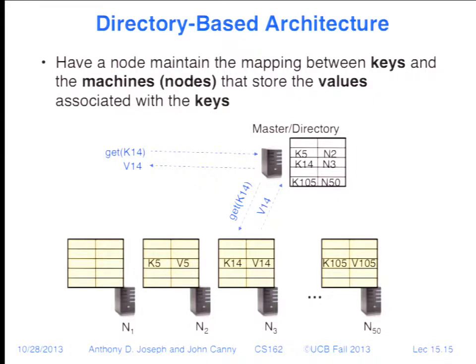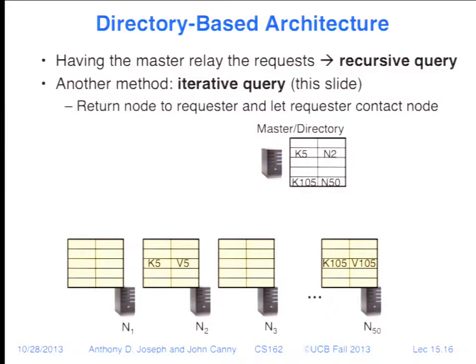So in this version of the key value store, the client never actually figured out where the data was stored. Everything was forwarded through the master. That's called a recursive query, and there are obviously some scalability difficulties with that, right? Because if we have thousands of queries per second, they're all going through the master directory. Keys are often small, values are generally large, so that's a lot of bandwidth going through that node.